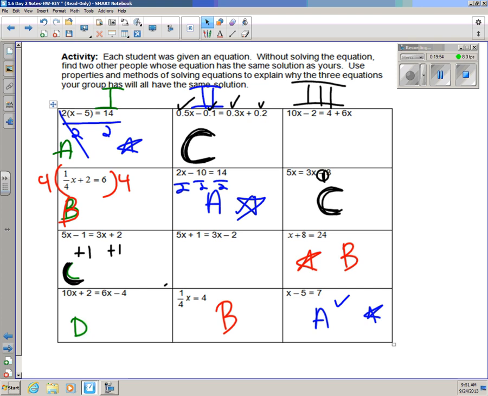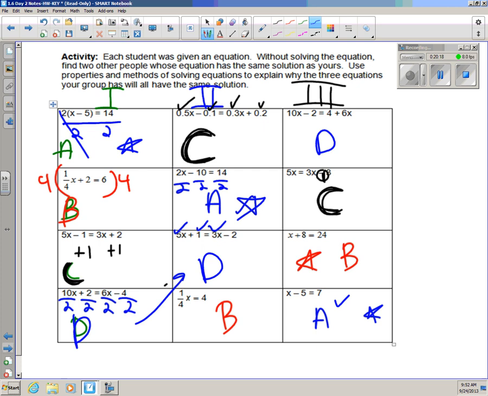Last but not least, what's left, I think that's probably a no-brainer. If this is D, this has to be D, and this has to be D. Basically from column 1 to column 2, you're dividing everything by 2, right? If I divide this by 2, there's my 5x. This by 2, there's the 1. This by 2, and this by 2. Okay, that's what's happening from there to there.